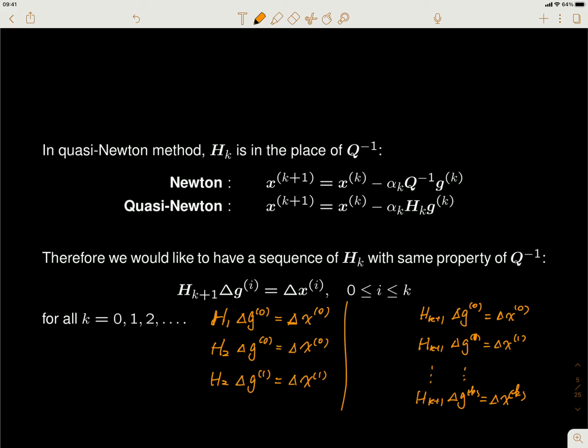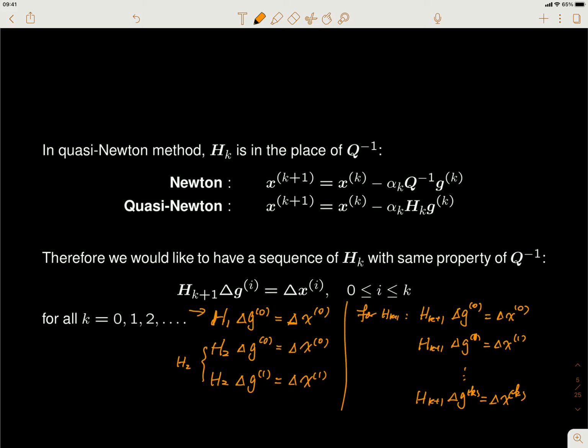Okay, let me just erase this. So this is for H1, and this two is for H2. But for HK plus 1, I need all these K plus 1 equations to hold. Okay, that's my requirement for the HK construction. So we have a stronger condition, or stronger properties, for HK plus 1 to satisfy.